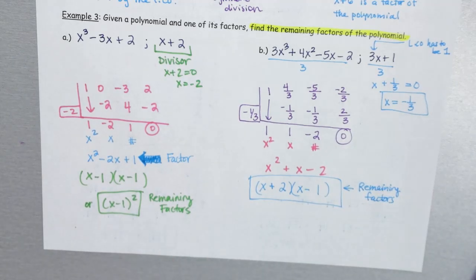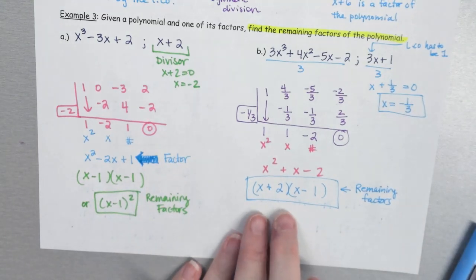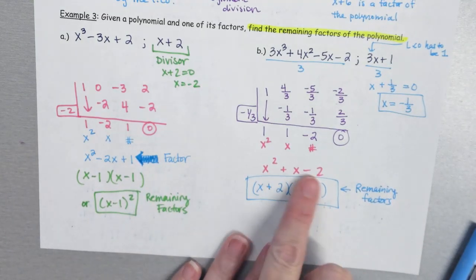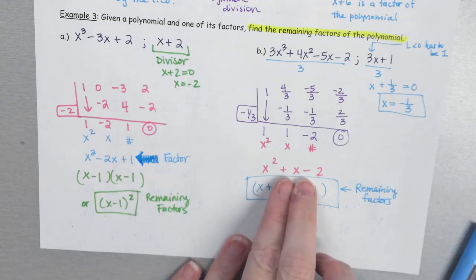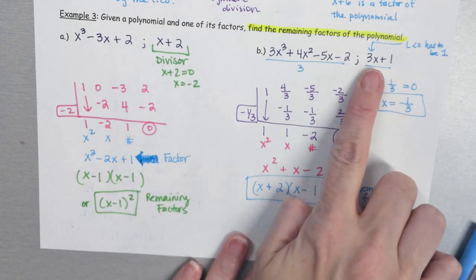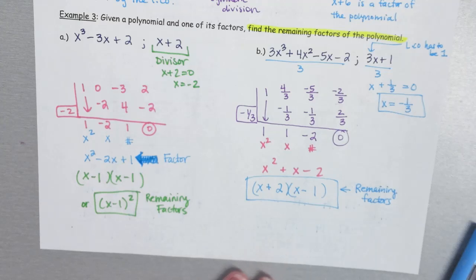Yep. Now, if you wanted to check, you could always multiply these two together. You should get this. And then if you multiply this by the 3x plus 1, you should get your original. Okay, so we're just factoring those large polynomials.